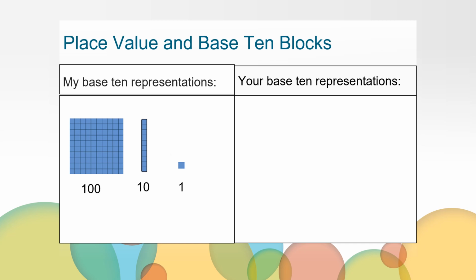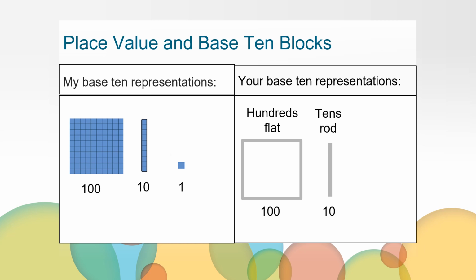But when we're drawing these pictures, we don't need to draw all the little tiny lines that you see here on your screen. You can use a simple sketch to show each of these blocks. For the hundreds flat, you can draw a large square. For the tens rod, a simple straight line will do. And finally, for the units cube or ones cube, you can draw a smaller square.